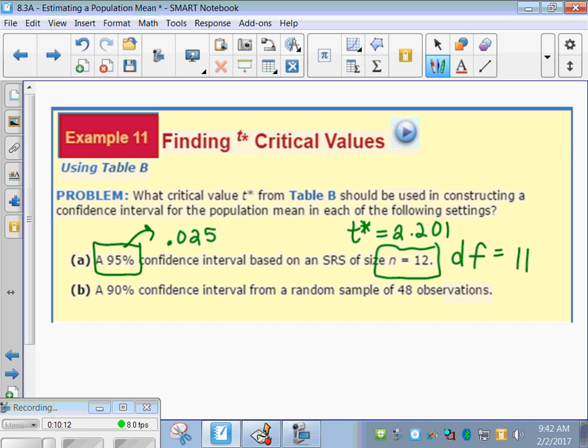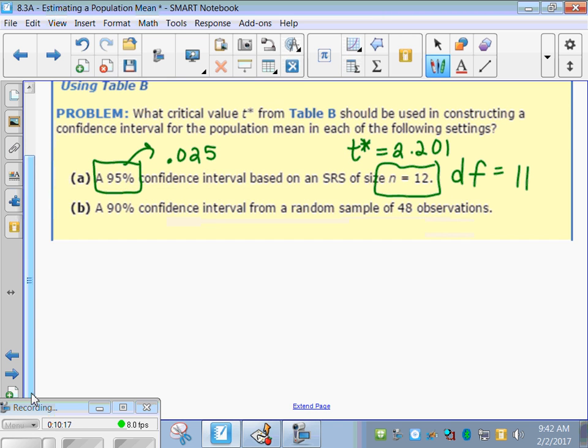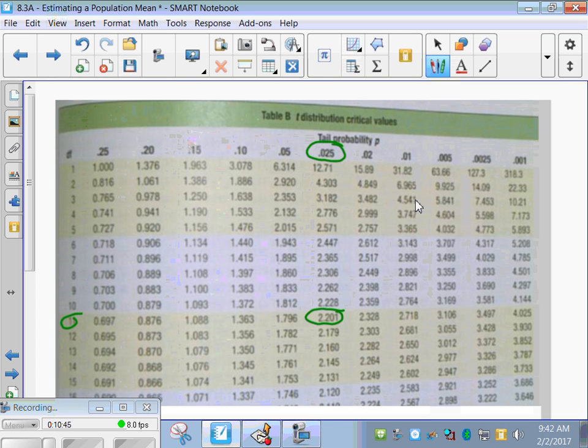Okay. Let's say for part B, we want a 90% confidence interval from a random sample of 48 observations. So 90%, we do 10%, which is 0.1, and divide by 2. So what are we going to use for our decimal for 90%? 0.05, okay? And our degrees of freedom is one less than our number of observations, so 47 in this case. And so we go to our chart, and we look for 0.05, which is here.